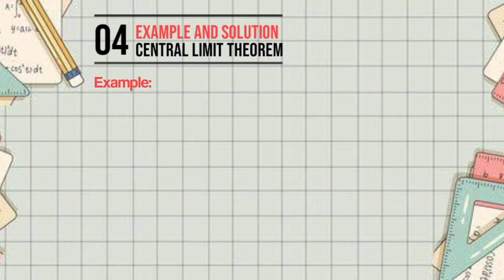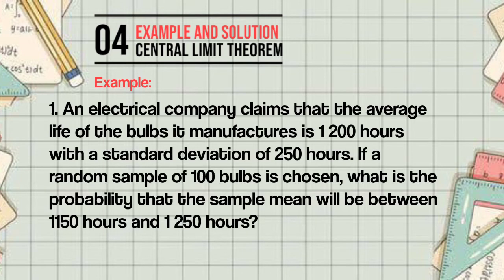On part 4, we have the example and solution for central limit theorem. Here is the example. An electrical company claims that the average life of the bulbs it manufactures is 1,200 hours, with a standard deviation of 250 hours. If a random sample of 100 bulbs is chosen, what is the probability that the sample mean will be between 1,150 hours and 1,250 hours?